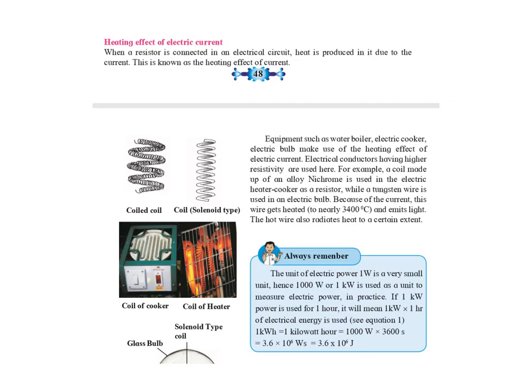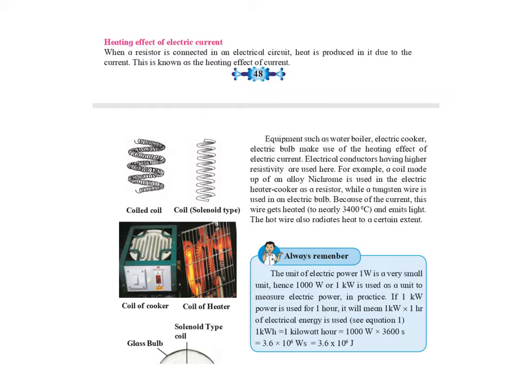Heating effect of electric current. When an electric current is passed through a conductor, the conductor becomes hot after some time and produces heat. This happens due to the conversion of some of the electrical energy passing through the conductor into heat energy. This effect of electric current is called the heating effect of electric current.